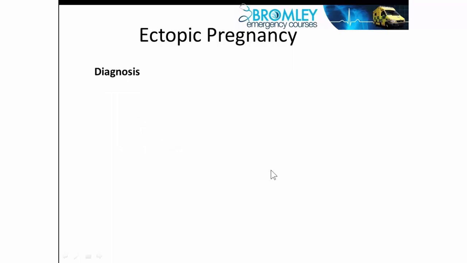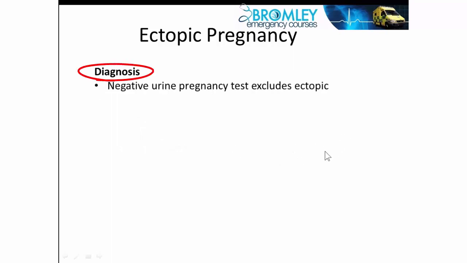Okay, most of the issues about ectopics in the exam are going to be about diagnosis. First thing is that if you have a negative urine pregnancy test, effectively that excludes an ectopic. Now, people will debate that point, but they're so sensitive now that effectively it does exclude an ectopic pregnancy.